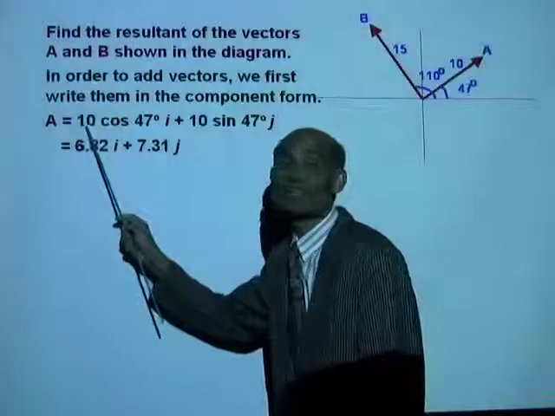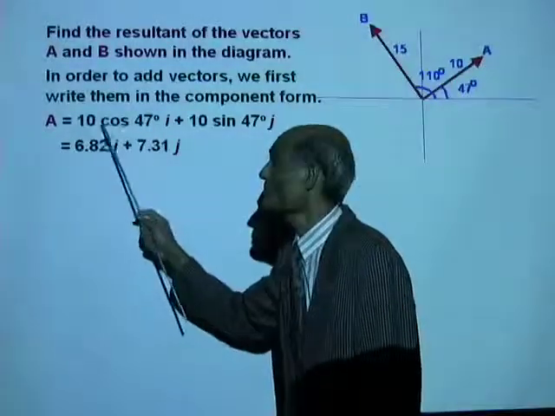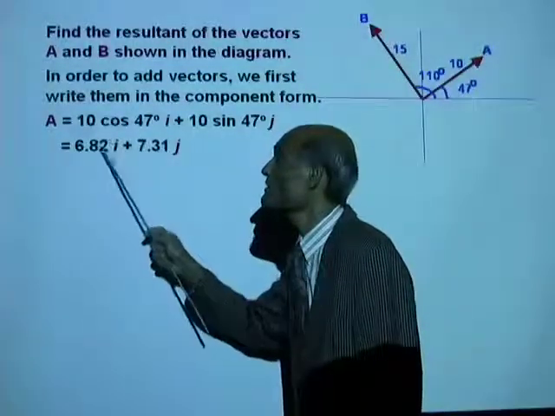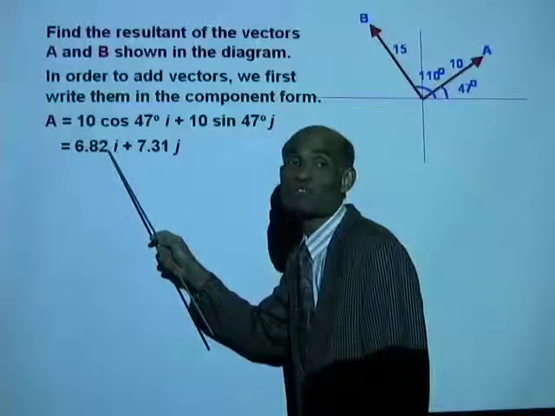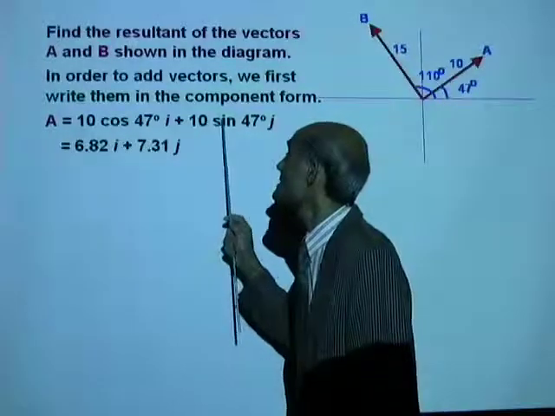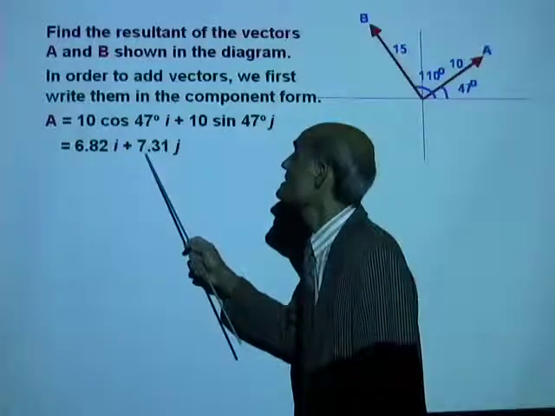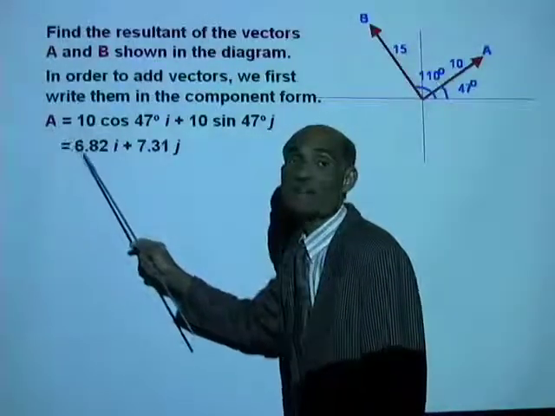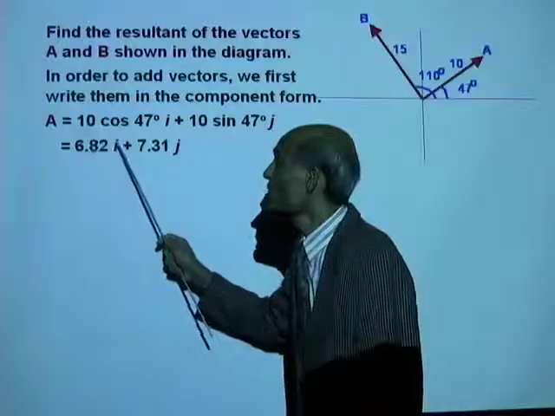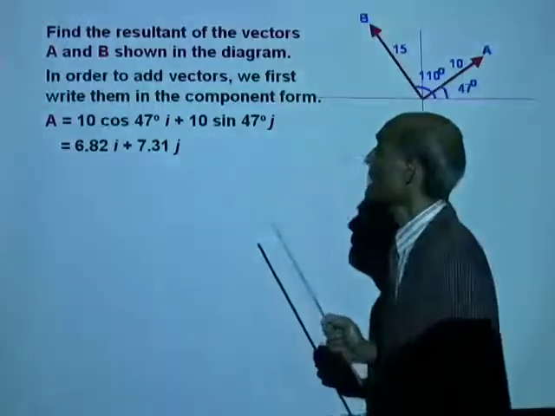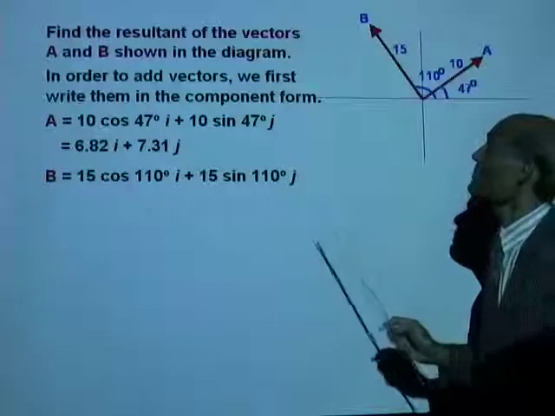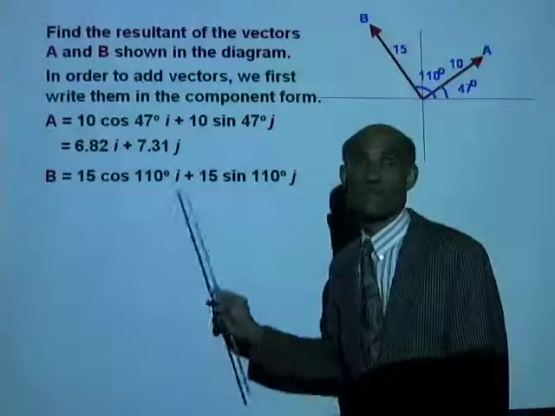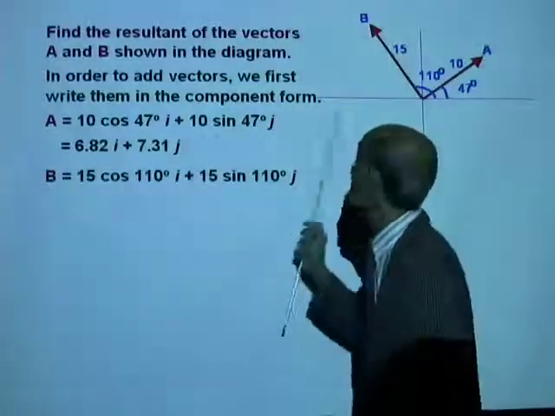And use your calculator to obtain this value. 10 cos 47 is 6.82 and 10 sine 47 is 7.31. So our vector A is 6.82i plus 7.31j.